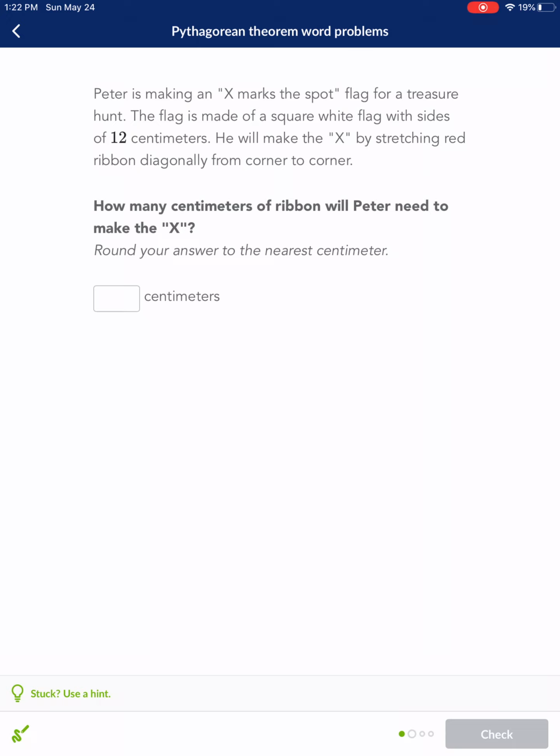The flag is made of a square white flag with sides of 12 centimeters. He will make the X by stretching the red flag diagonally from corner to corner. How many centimeters of ribbon will Peter need to make the X? Okay.